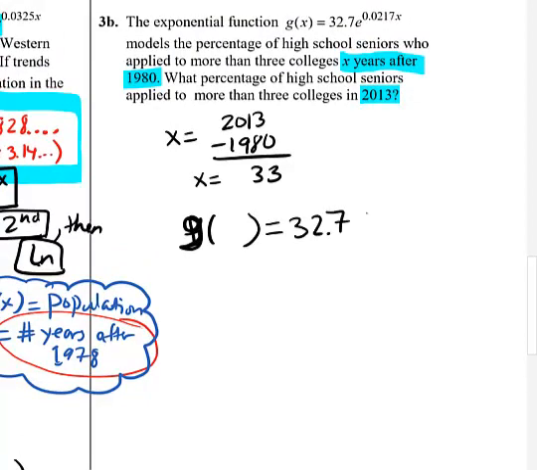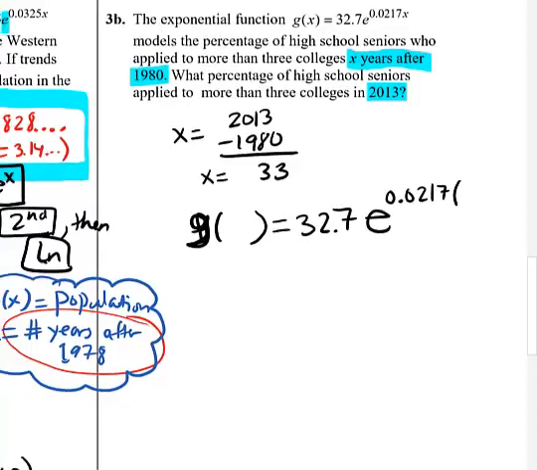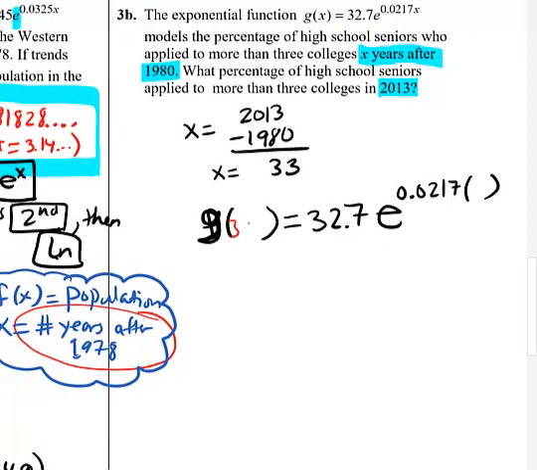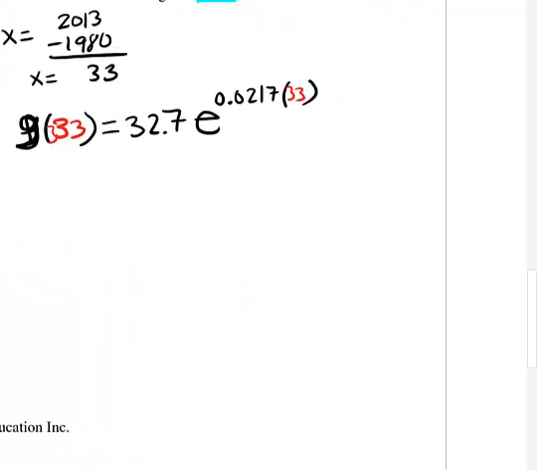The function is 32.7 times e to the power of 0.0217 times x, but I'm replacing x with 33. Just to be safe, so everybody can follow along, I'm going to do this step by step. I'm just going to multiply the numbers that are in the exponent: 0.0217 times 33. That gives 0.7161.